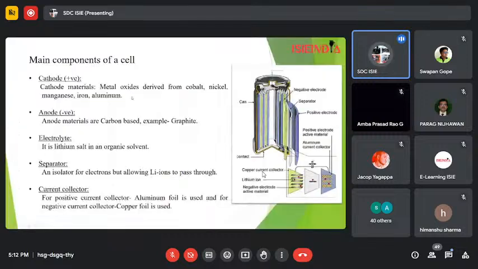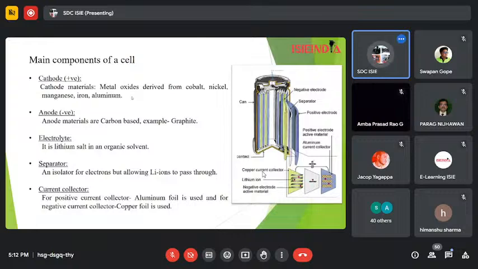So cathode. Cathode is nothing but the positive terminal. In the cathode, we are using metal oxides which are derived from cobalt, nickel, manganese, iron, or aluminum. Cathode is a positive electrode where we will connect the positive terminal of our controller or any application we need to use. Negative means anode. Here the carbon-based material is there, like graphite. Here we are using graphite, and here the intercalated layer is made of the graphite. So what is an intercalated layer? I will show you in the further slides.